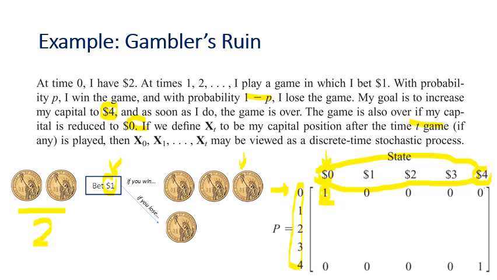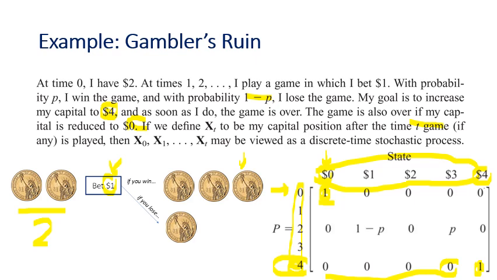Same thing if you already win $4. You cannot play the game anymore, so at time steps t plus 1, t plus 2, t plus 3, t plus 4, and all the time steps after this, for sure you will have $4 in your hand. That's why the probability is also 1 here, and 0 for all the other amounts. Because once you have $4, you cannot play the game anymore, so there's no way you can have $3, $2, or so on.